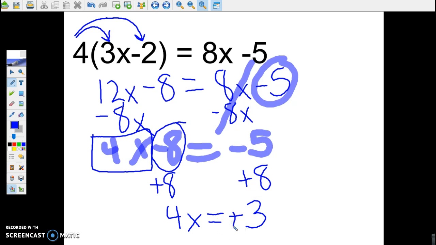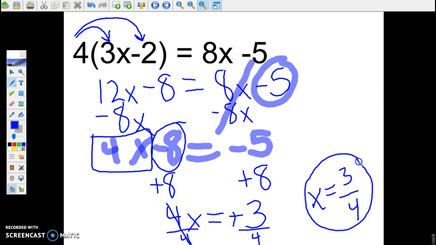And then my last step is to undo the multiplying of 4 times x by dividing both sides of the equation by 4. That cancels out, and x is equal to 3/4. Don't worry about changing that to a decimal. You can simply leave your equation in fraction form.